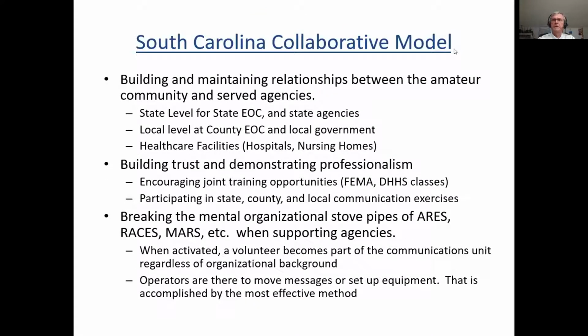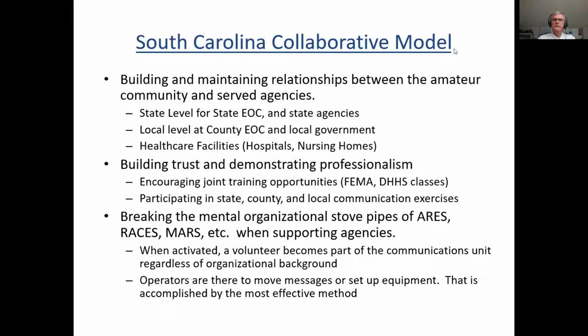So, okay, I mentioned that. So let's talk a little bit about the South Carolina collaborative model. South Carolina adopted a collaborative model for building relationships and trust between the amateur radio community and emergency management officials. State agencies operate as part of an ESF, emergency support function, as defined in the State Emergency Operations Plan, and amateur radio is included under the ESF2 communication section of the State Emergency Management Plan.